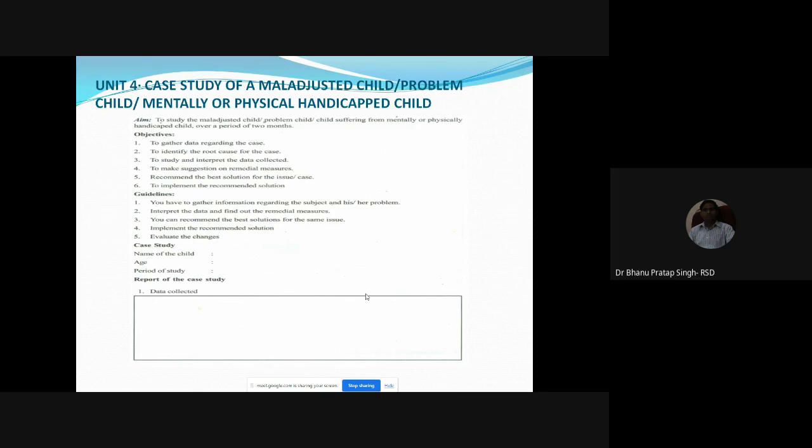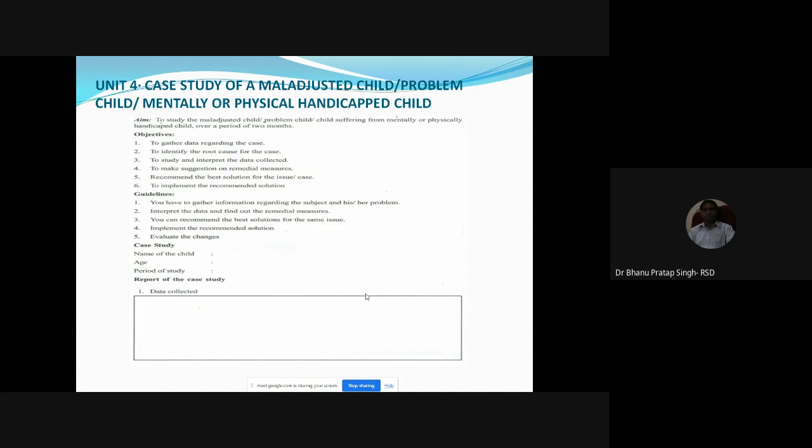Unit 4 is the case study of a maladjusted child or a problematic child or a child having some mental or physical handicap. So this is Activity 4. The aim is to study the maladjusted child, problem child, child suffering from mental or physical handicap, and that activity also takes 2 months.